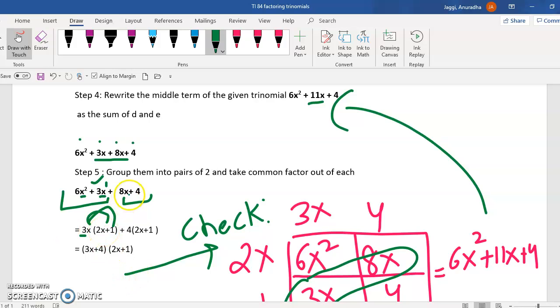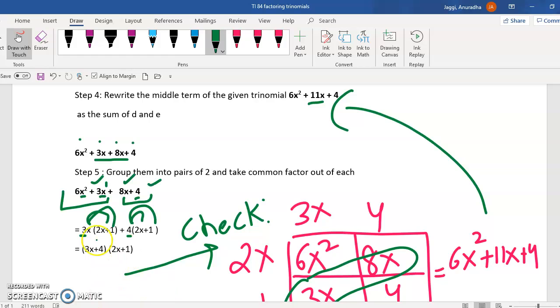Similarly, for the second pair, the common factor is 4 because 4 goes into both 4 and 8. This term has x, this does not have x, so we can't take the x out. So you have 4 as a common factor. Now, if you take 4 out, you have to make 8x plus 4. How do you do that? 4 multiplied by 2x will make 8x. 4 multiplied by 1 will make 4.